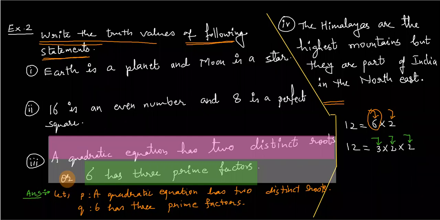So 12 has prime factors as 3 into 2 into 2. If I write the same way for 6, what would I have? I would have to write 6 as 3 into 2. Now what you notice? You notice that 6 has 2 prime factors. See, 6 is 3 into 2. So 1 and 2. There are 2 prime factors, but here it writes 6 has 3 prime factors. So this is also false.